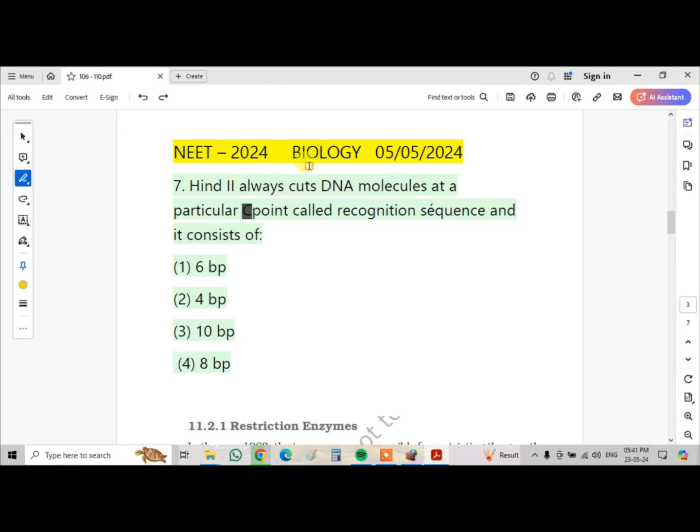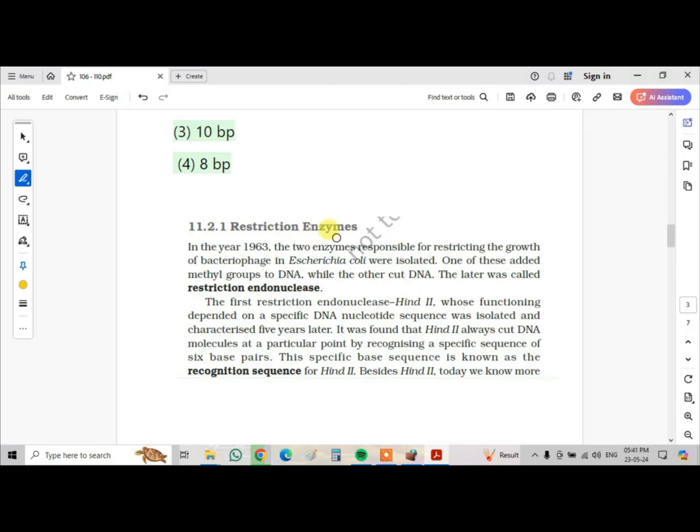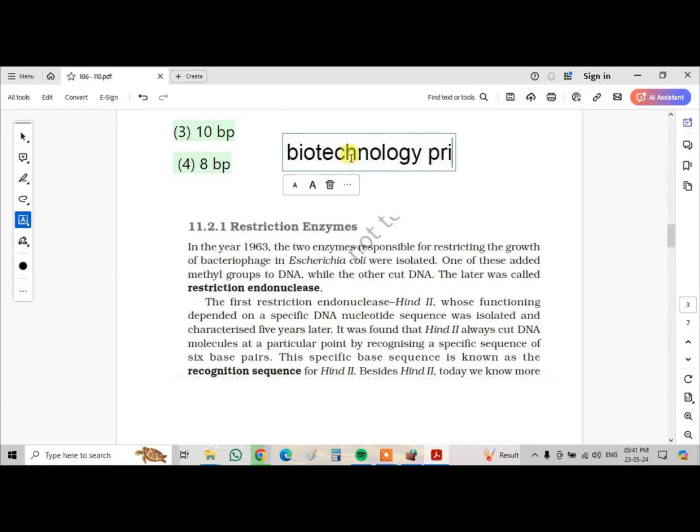Biology NEET 2024. Hind 2 always cuts DNA molecule at a particular point called recognition sequence, and it consists of option 1, 6 base pairs, is the answer. And let's see the NCERT line from the topic restriction enzymes. You can see the lines, and this is from the chapter called biotechnology principles and process.